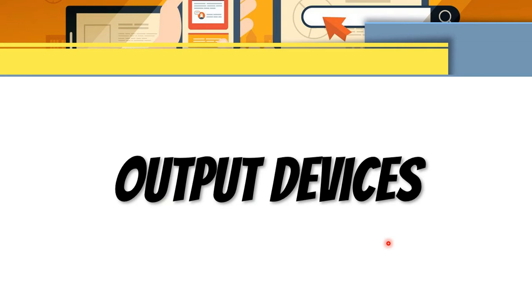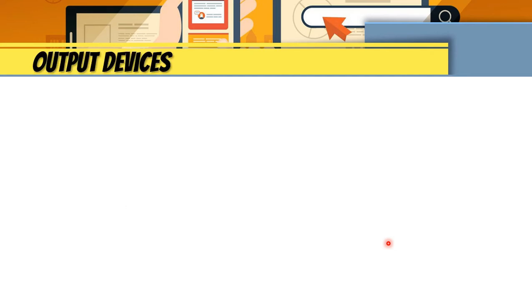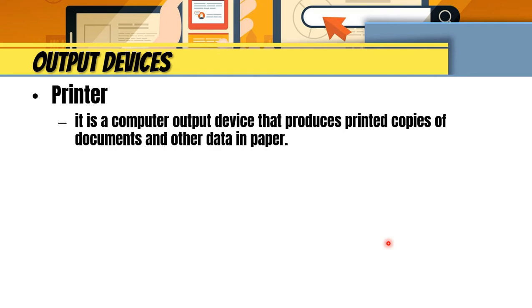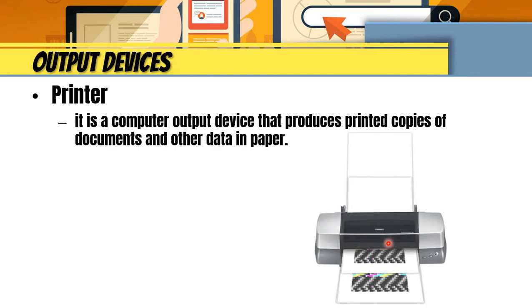Once we said output devices naman, it produces output na na-process ng ating CPU or na-process ng ating computer. So, output devices, example is printer. Bakit siya output devices? Kasi nagpro-produce siya ng printed copy na nasa loob ng ating computer. So, naglalabas siya ng information through printed copy of a document.